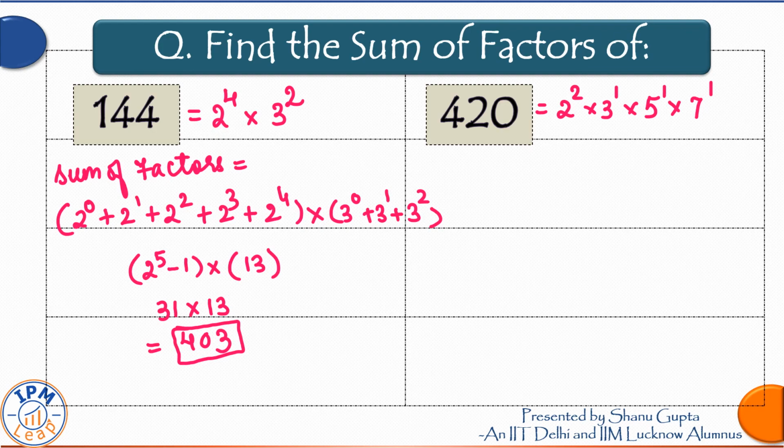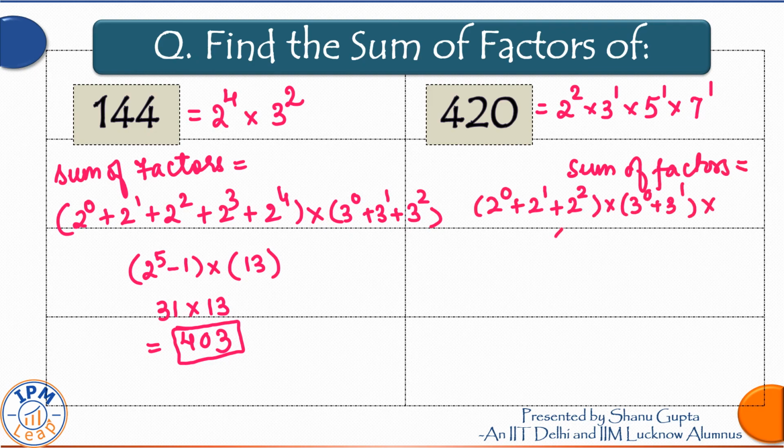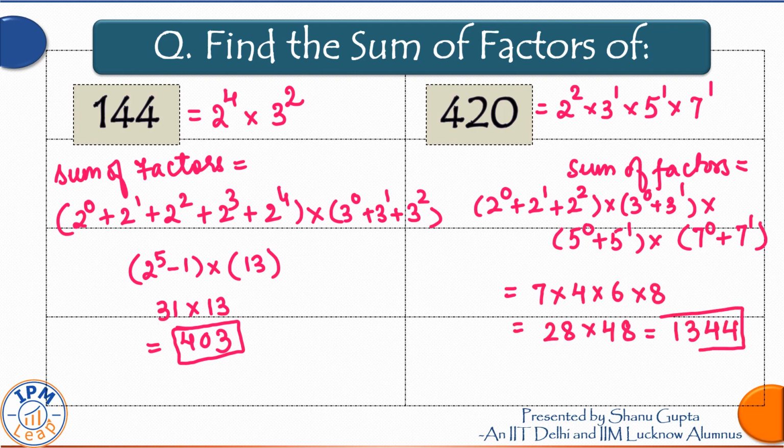For each of these 4 prime factors, we construct a bracket. In the first bracket, we have 2 raised power 0 plus 2 raised power 1 plus 2 raised power 2. In the second, we have 3 raised power 0 plus 3 raised power of 1 multiplied with 5 raised power 0 plus 5 raised power 1 multiplied with 7 raised power 0 plus 7 raised power of 1. 7 into 4 into 6 into 8 is 1344. That's our answer for the sum of factors.